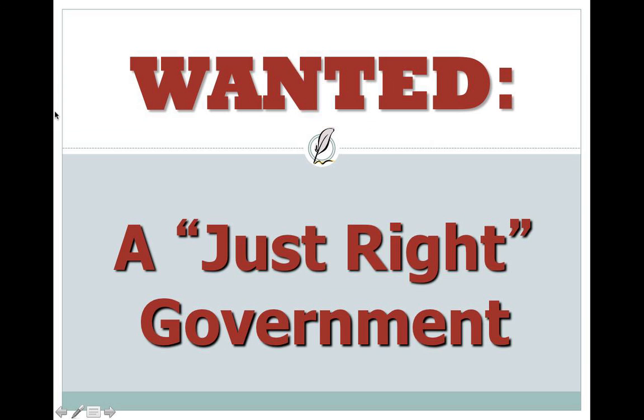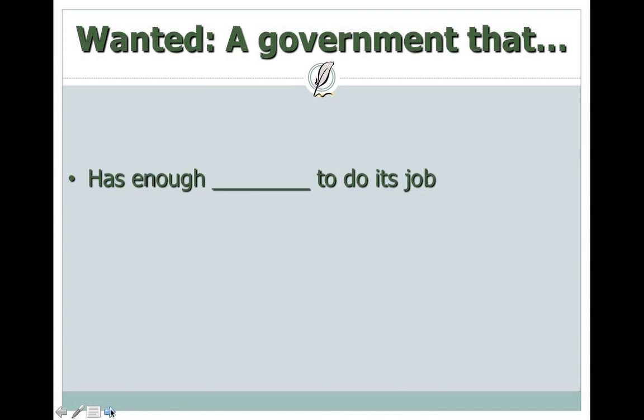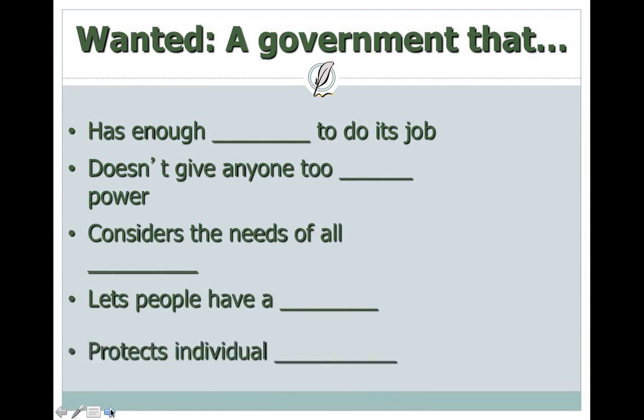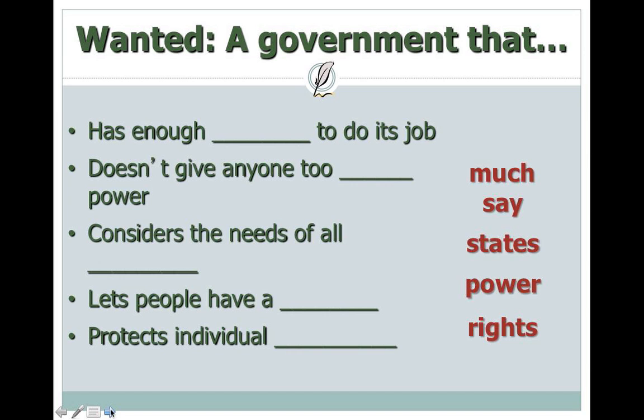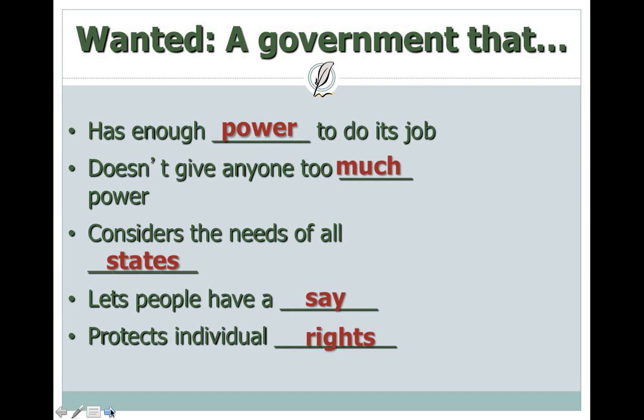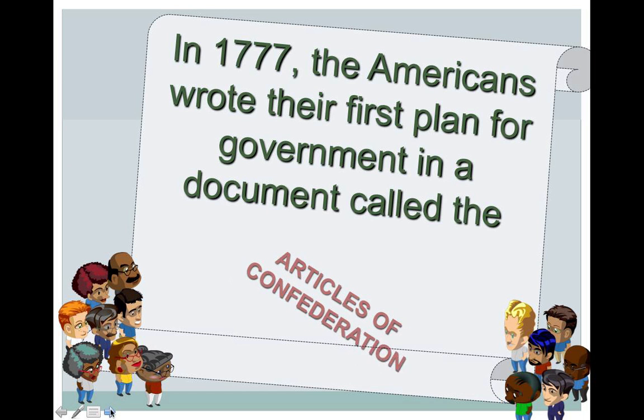So, we're going to talk about the Just Right Constitution. Initially, following the breakaway from Great Britain, we wanted a government that first of all has enough power to do its job, but didn't give anyone too much power because we didn't want another king like King George. It considered the needs of all of the 13 colonies that were now states so that people in those states had a say, and it also protected the rights of the individual.